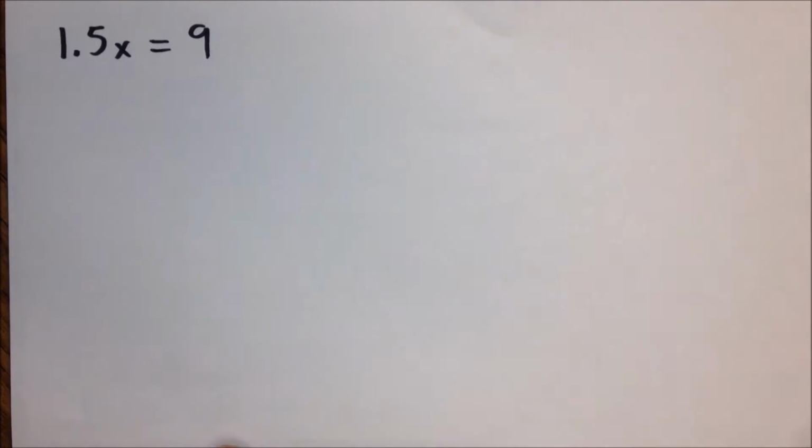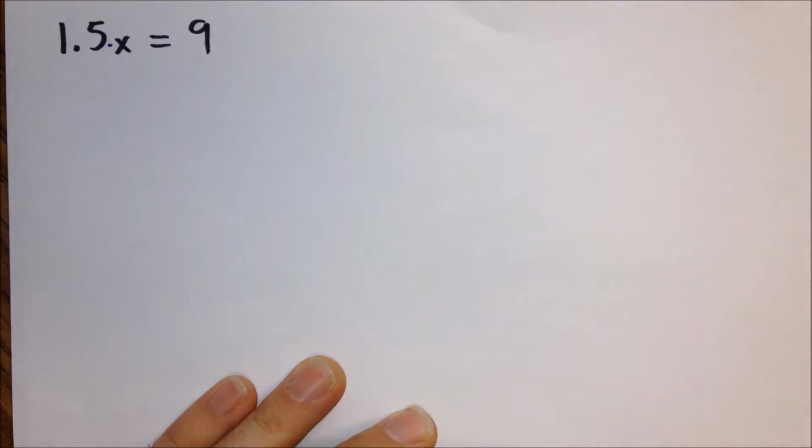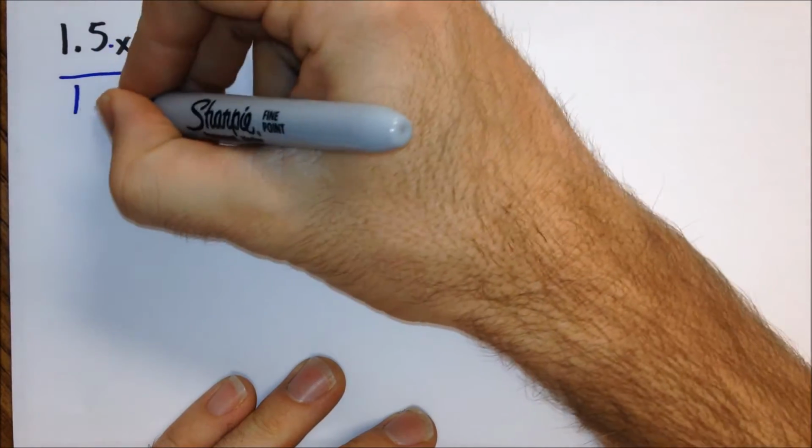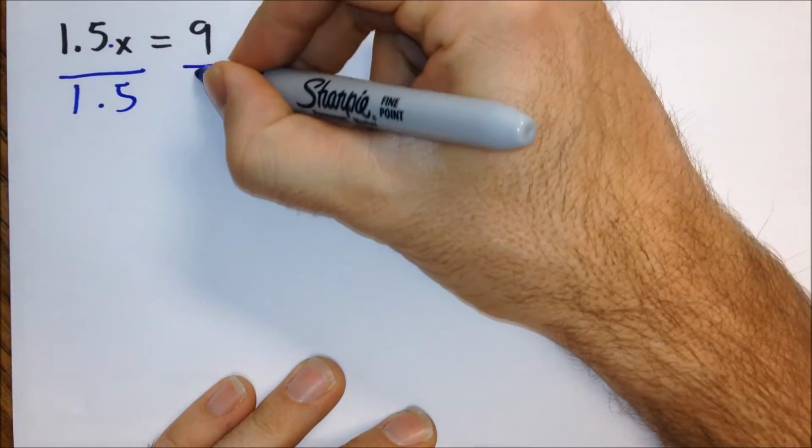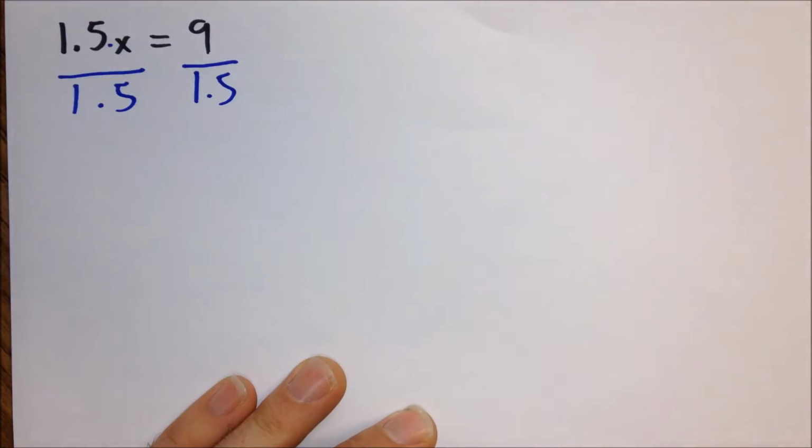Let's look at another one, and we'll talk about a problem with multiplication involved. So we have 1.5x is equal to 9. Again, how might we approach this problem? My guess is that you're familiar enough to say that here we have a multiplication, and so to undo the multiplication, we need to divide. And so we will divide both sides by 1.5.